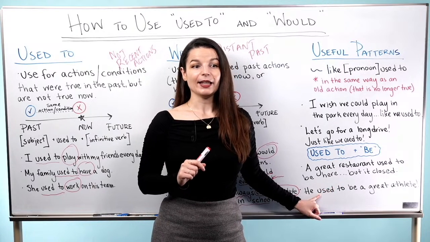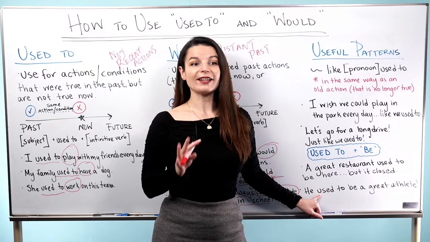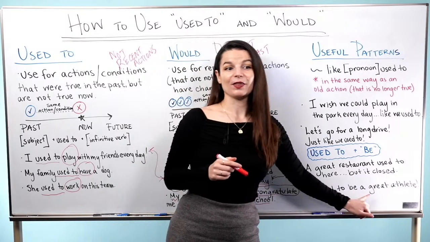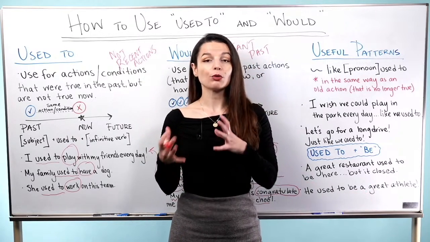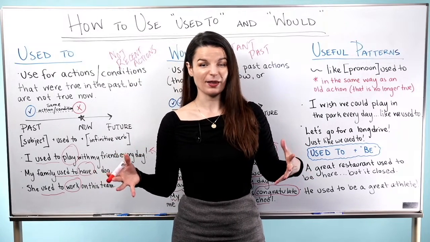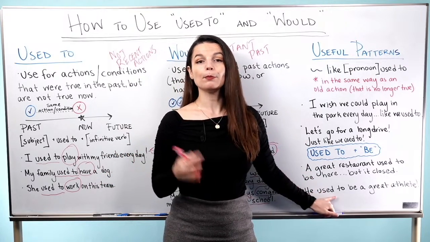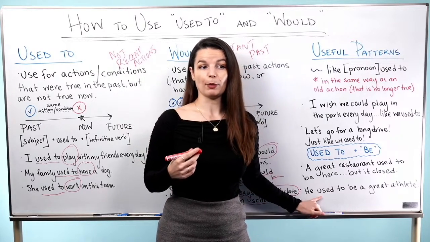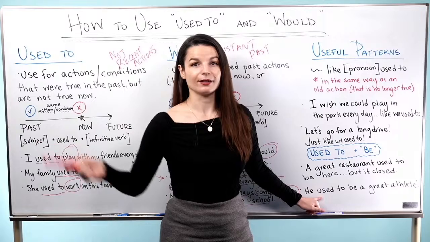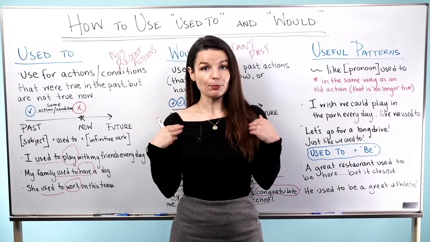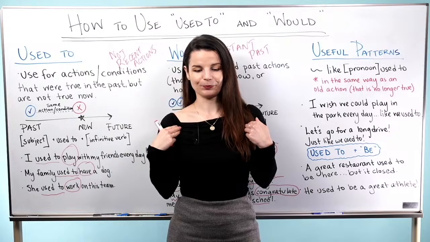And last one, he used to be a great athlete. Used to be a great athlete. This one talks about someone's profession, like their job, or maybe a hobby or something like that. So we can talk about people's qualities and character with this kind of pattern. Like, I used to be a scientist, or she used to be a swimmer, yeah? So we can talk about people's changes in this way too, okay?